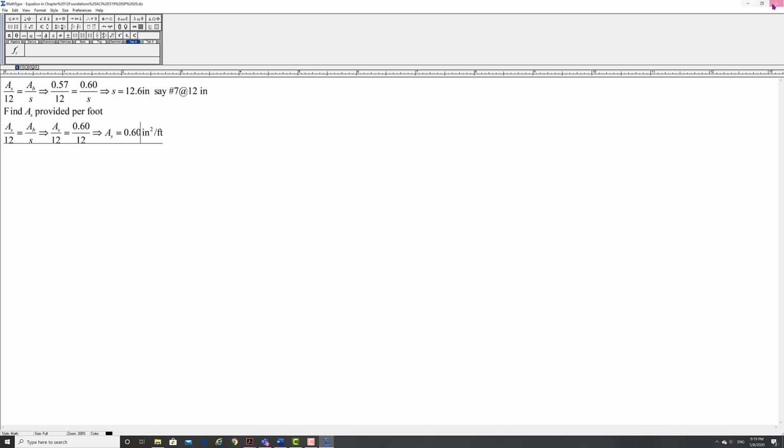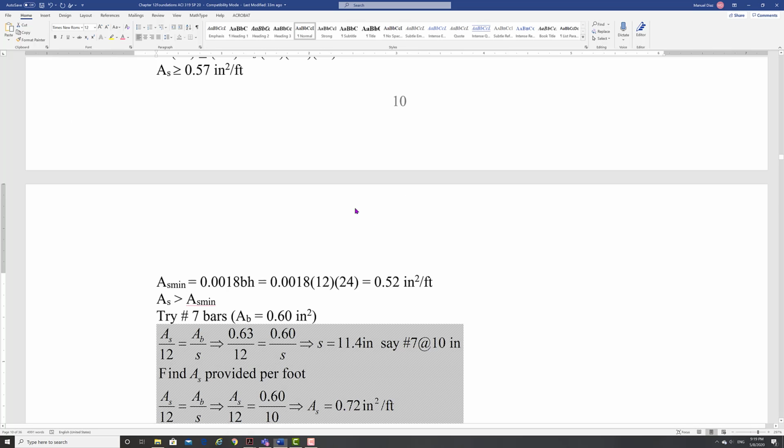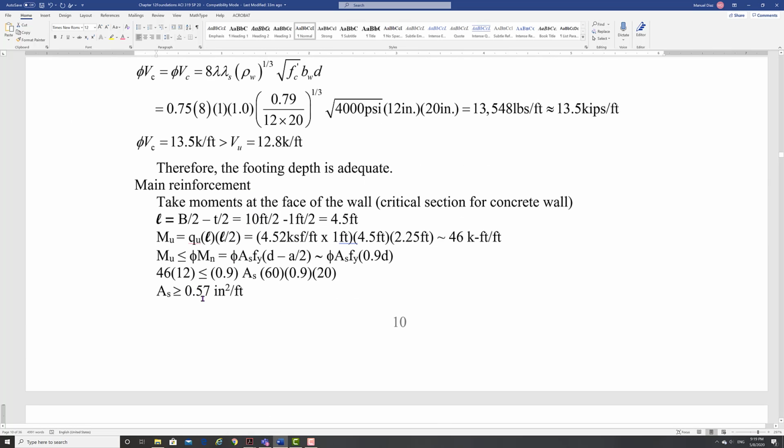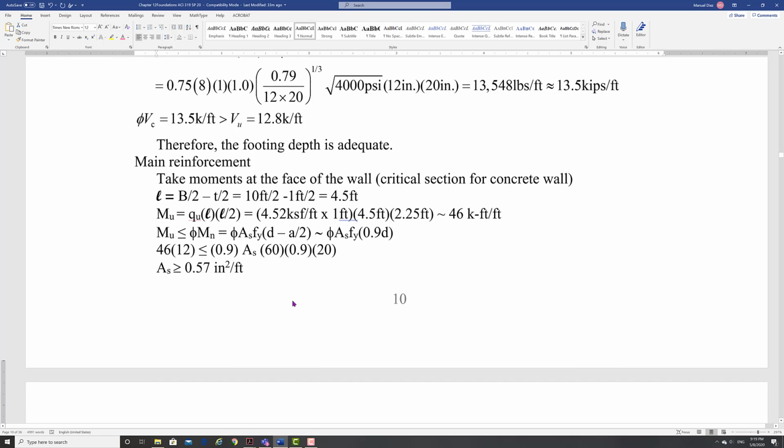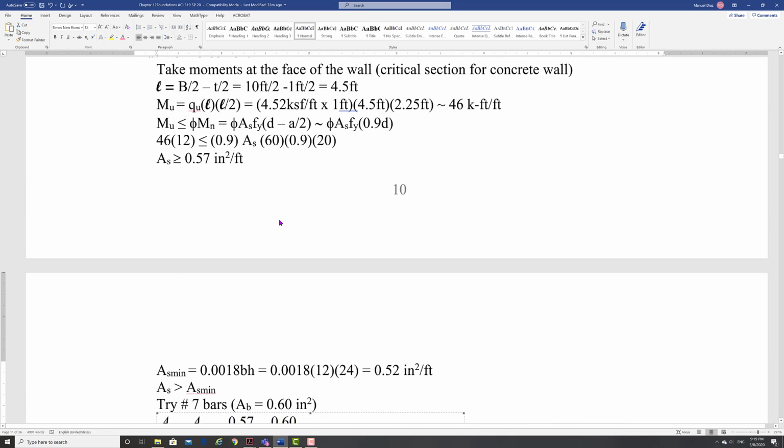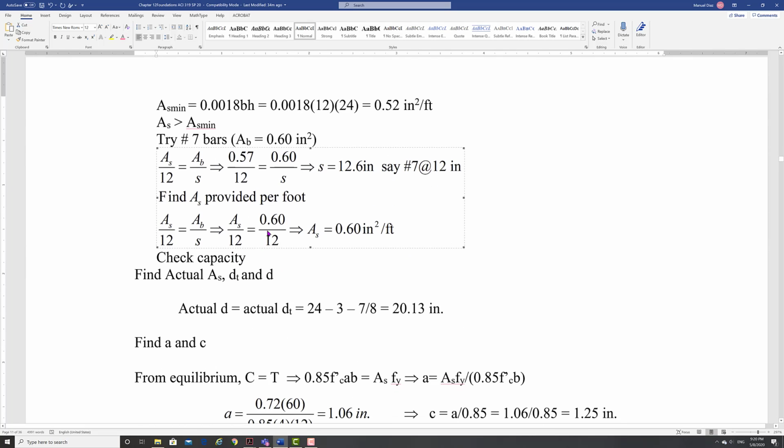Yeah. So I wonder why that was there. Unless this value is wrong, I haven't checked that one. But 0.57, let's do a quick check here just in case that one is wrong. So it's 46 times 12 divided by 0.9 divided by 60 divided by 0.9 divided by 20. 0.57. Yeah. Well, that's an approximate value too. All right, so we get that.